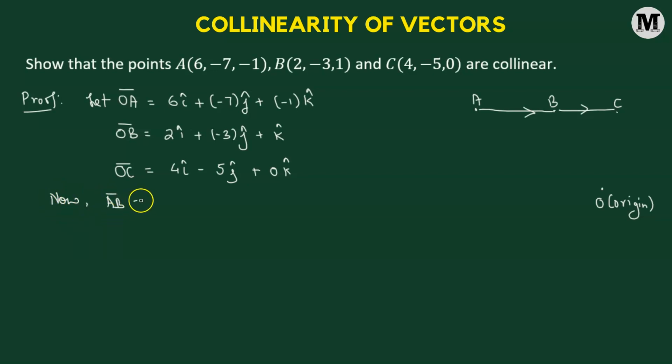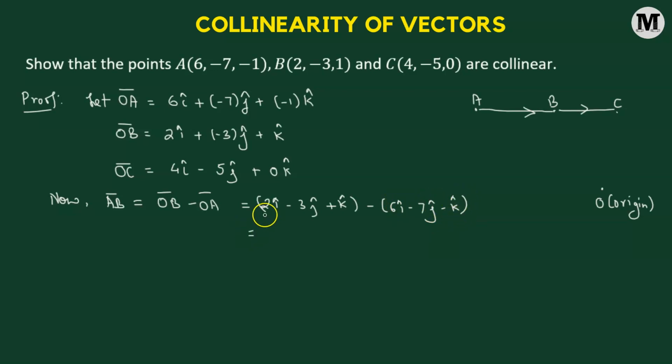The AB vector is defined as the OB vector minus the OA vector, the position vector of the final point minus the position vector of the initial point of AB. So this will be equal to, we have 2 i cap minus 3 j cap plus k cap. That's the vector OB. And from here, we're subtracting the OA vector. That's 6 i cap minus 7 j cap minus k cap.